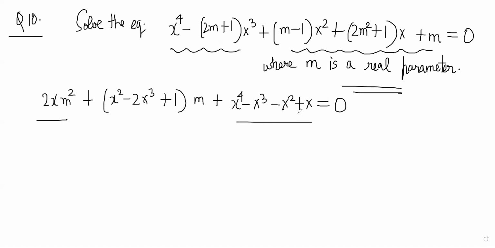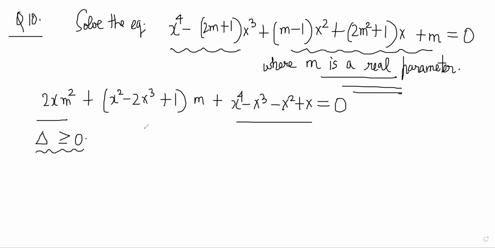This is very useful. This is a very common technique. You have two parameters x and m. In x, it is a fourth degree equation. If you change the perspective and look at it from the point of view of the variable m, it becomes a quadratic equation in m. And now, since it's a quadratic in m and m is real, the discriminant of this quadratic must be greater than or equal to 0.